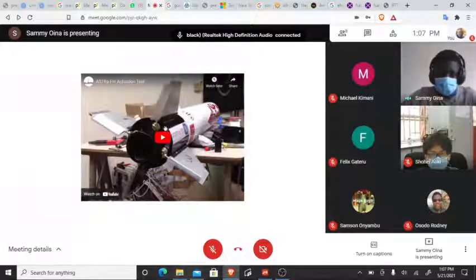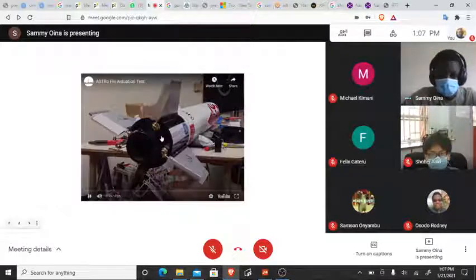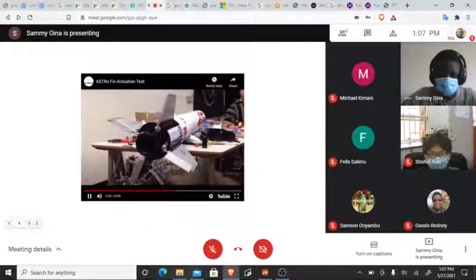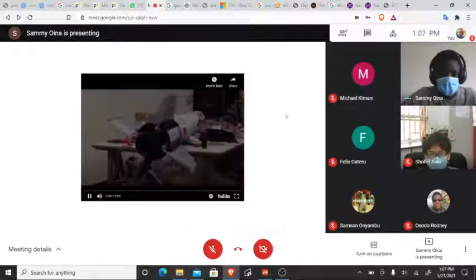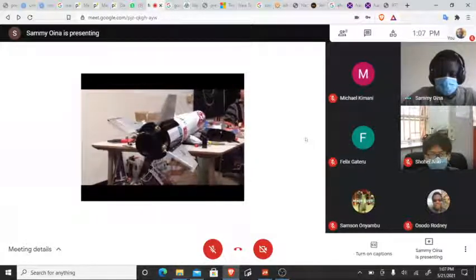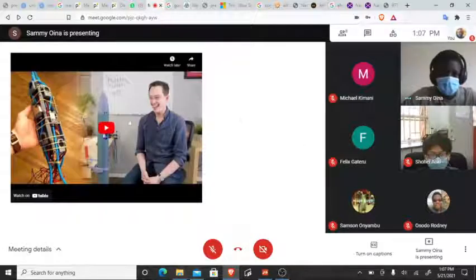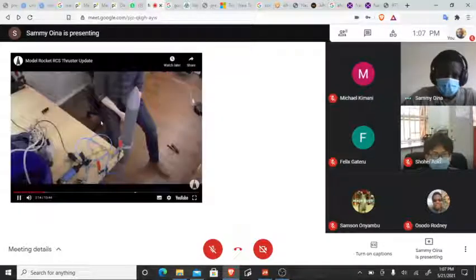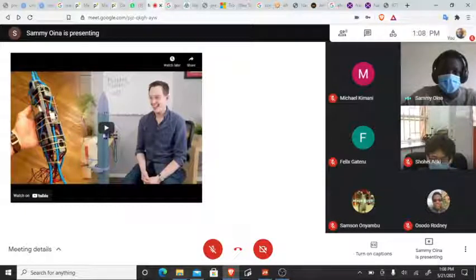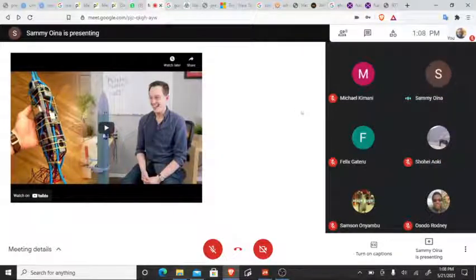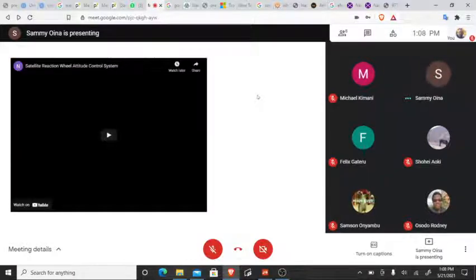This is an example of ruddered tail fins. This is an example of how to implement cold gas thrusters. So yeah, I'm just sharing the systems that we have as options to control the rocket.